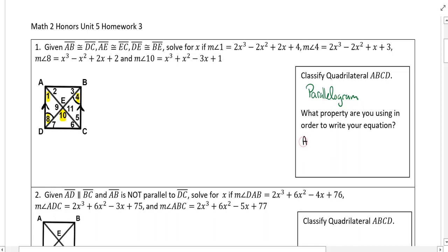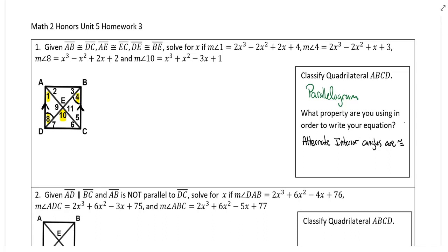And so I'm going to use the property that alternate interior angles are congruent. It's not one of the particular properties that we wrote down for parallelograms, but it is something that's always true because the opposite sides are parallel and you have these diagonals which form alternate interior angles. So that's what we're going to use, and we're going to set the measure of angle 4 equal to the measure of angle 8.